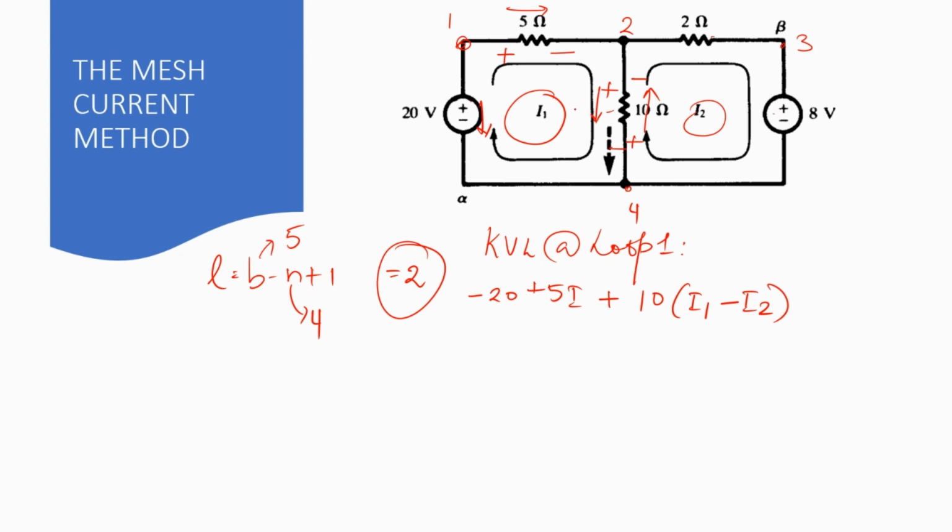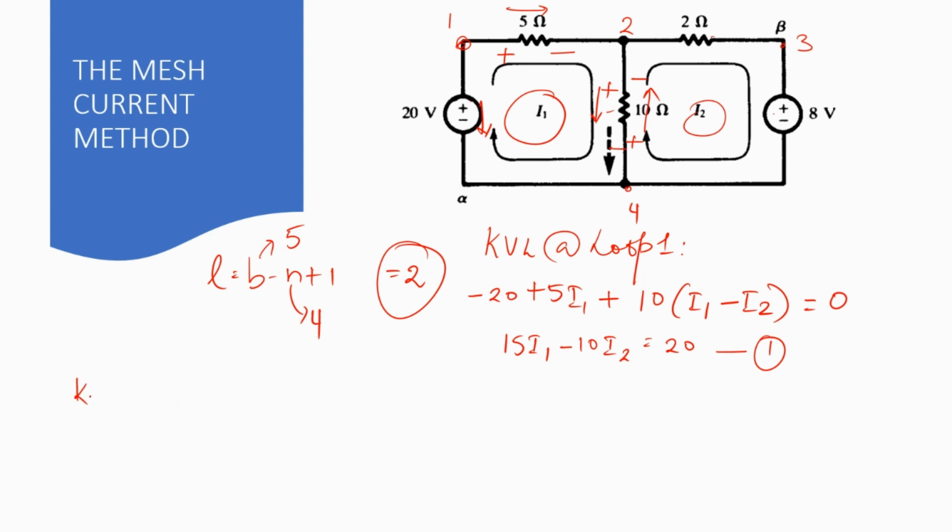Because we are now looking at loop 1. So I1 is the main current over here and I2 is opposing the I1 direction. So therefore, we are considering that the current flowing through the 10 ohm resistor overall is I1 minus I2. So sum of all of these voltage drops and rises is now going to be equal to 0. So simplifying this, we would be getting 15I1 minus 10I2 is 20. So that's the first loop equation.